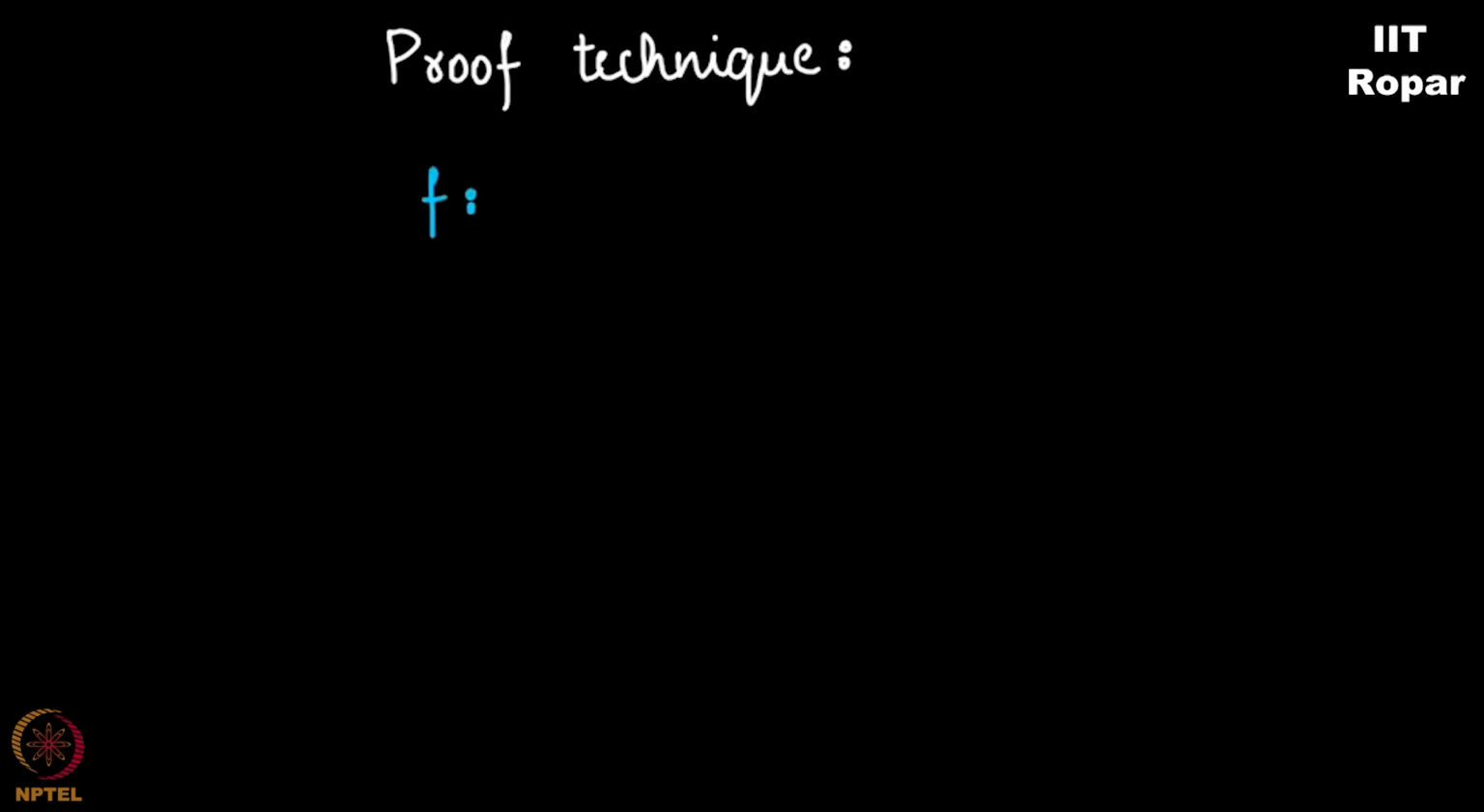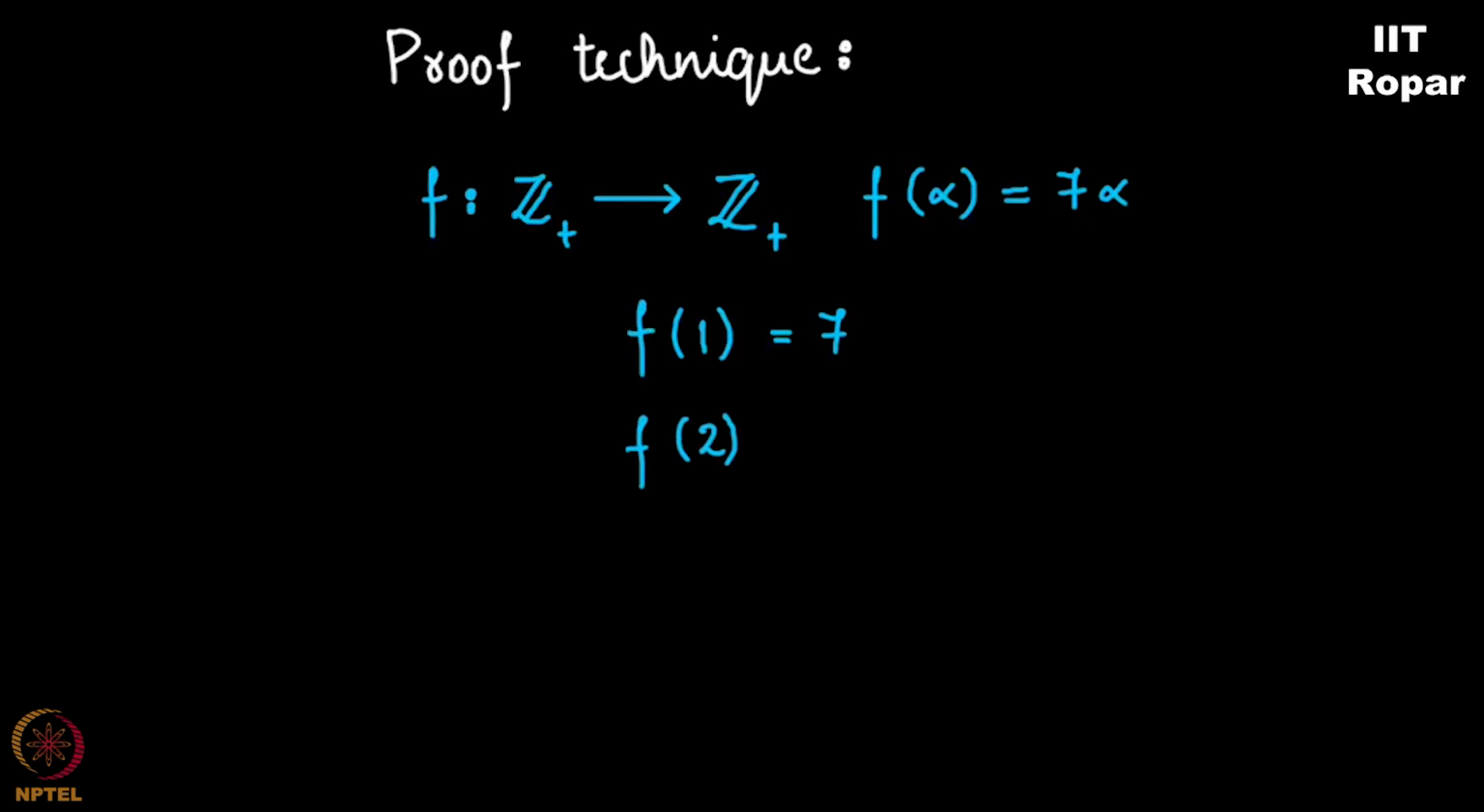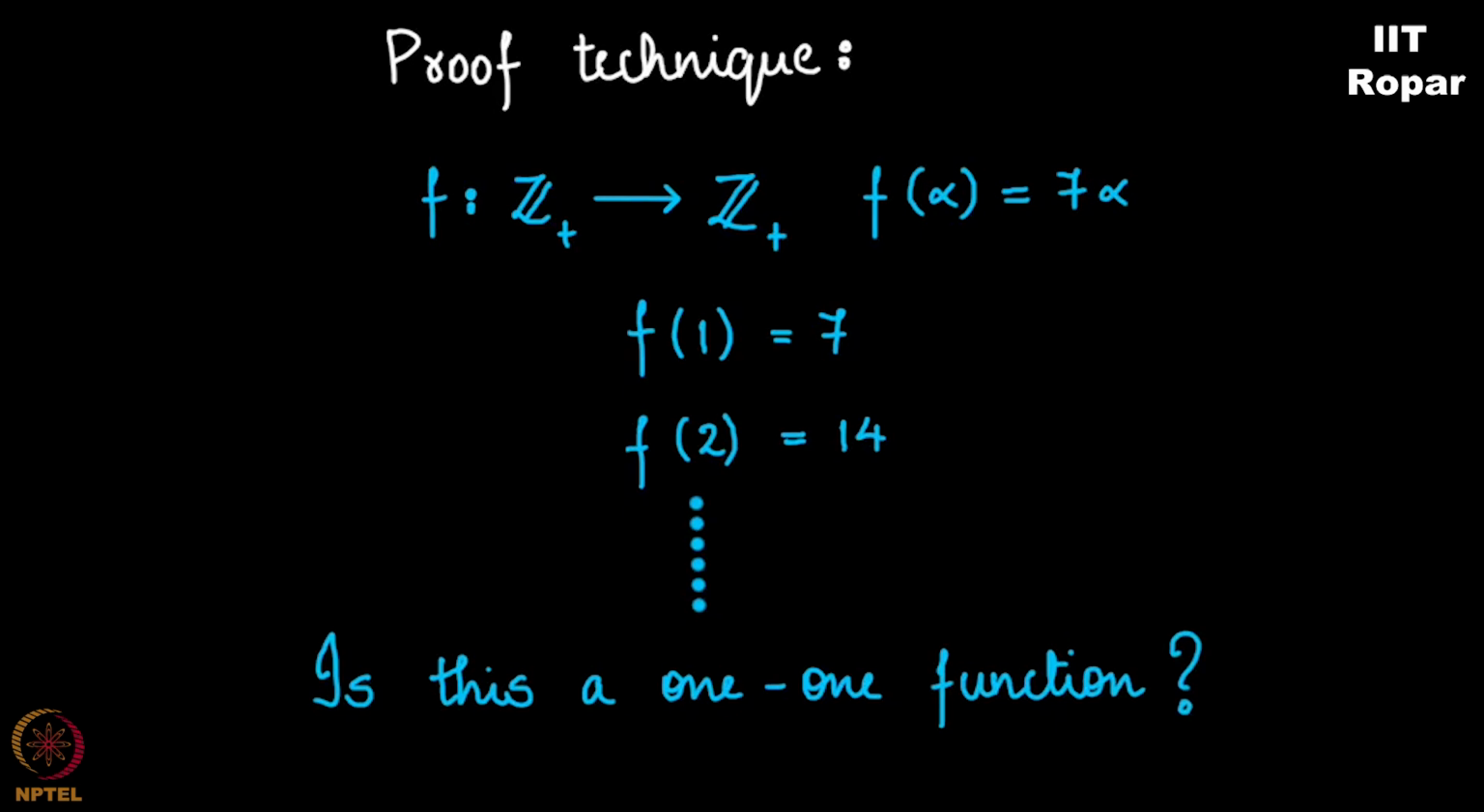Consider a function f from positive integers to positive integers defined by f of alpha is equal to 7 alpha. Alpha, x, you can use anything. So basically 1 goes to 7, 2 goes to 14 and so on. Is this a 1-1 function? Yes, you can dismiss this by saying, hey, yes, it's a 1-1 function. It's very obvious. No two elements can go to the same element. But how do you prove it?